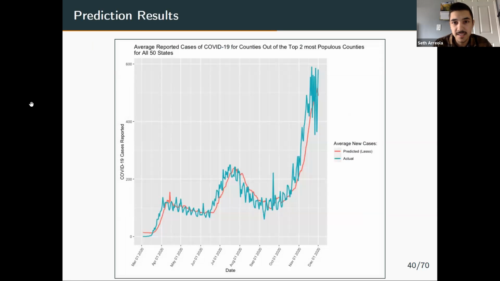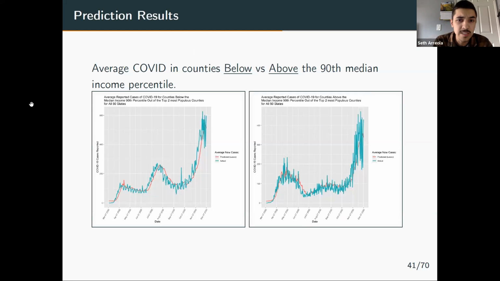Now getting into our data set, this is the top 2 most populated counties data set, where the blue line is the average reported cases across these counties, and the red is our prediction via the model. And we see that both the observations and our predictions match the national trend pretty closely. However, when we split this data set into counties above and below the 90th median income percentile, we see that the bottom 90% still follows this trend. However, the top 10% most wealthy counties have a slightly different trend.